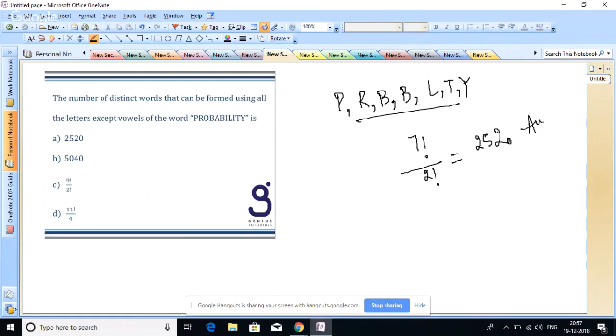So this was a very simple question. So option A is your correct answer. Okay, let's move on to the next question.